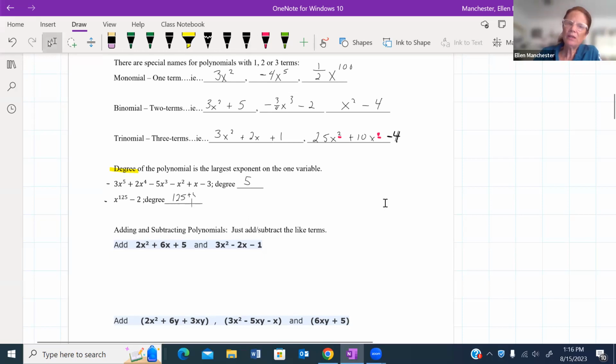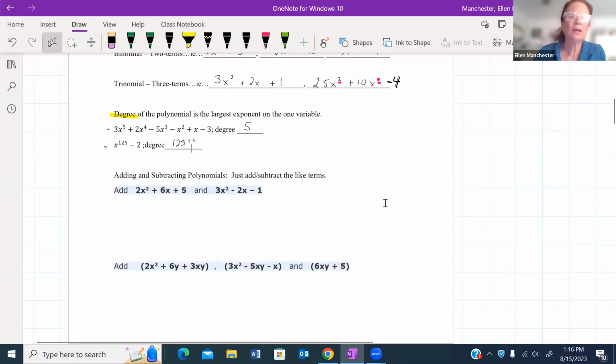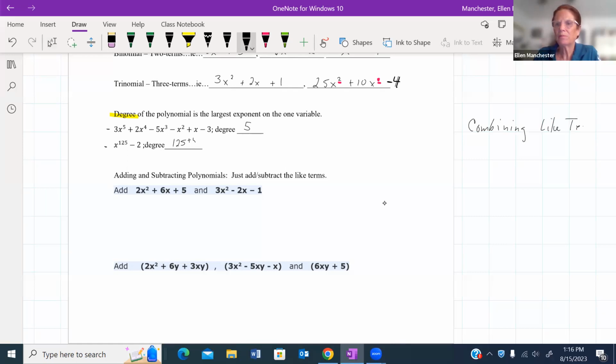Okay, so now we can work basic operations on polynomials. We already learned in homework 3 the idea of combining like terms. So remember, just as a review, when you're combining like terms, the main rule is the variable and the exponent must be equal.